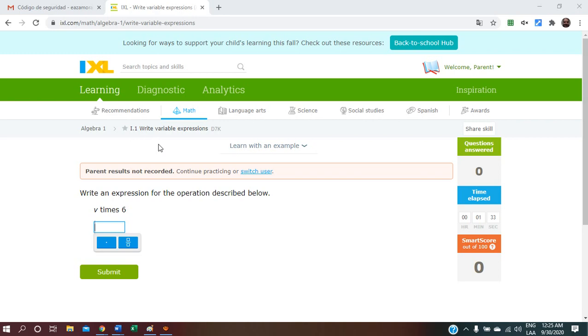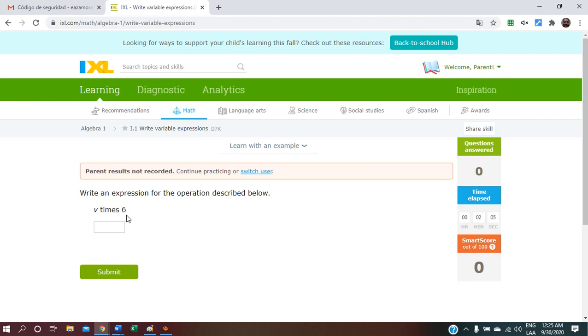This is Algebra 1, 9.I.1, write variable expressions. This is an easy exercise, but you have to be very careful with problems from 6 to 10, something like that. You have to write expressions from words, so these problems are expressed with words, not with symbols. It says write an expression for the operation described below. So it says v times 6.